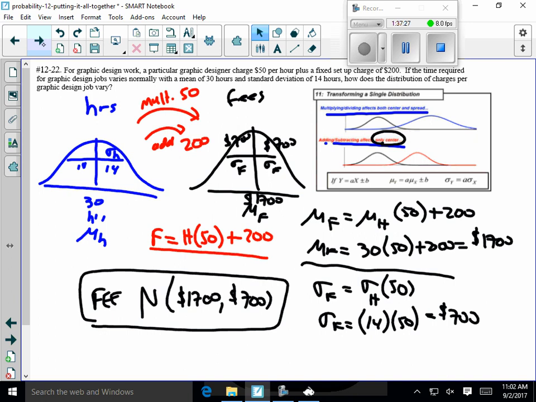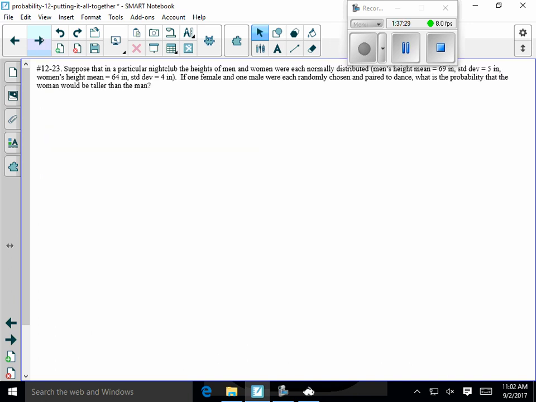Okay, last question. Suppose that in a particular nightclub, the heights of men and women were each normally distributed, with the men's height having a mean of 69 inches and standard deviation 5, and the women's height a mean of 64 inches and standard deviation 4. If one female and one male were randomly chosen and paired to dance, what would the probability be that the woman would be taller than the man in that couple? So pause this and give it a try.